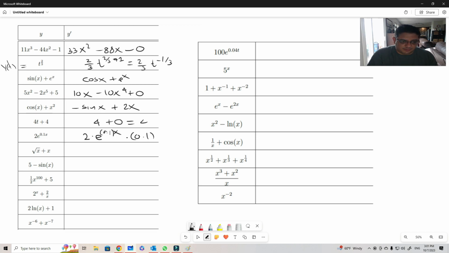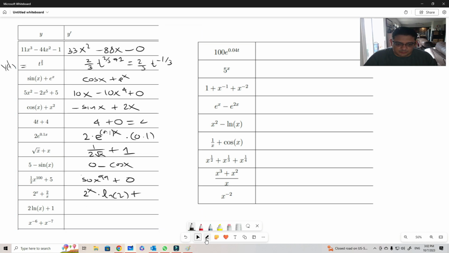0.1. This is going to be square root of x, which, as we saw before, is just 1 over 2 square root of x, plus 1. 5 is 0, and so minus the derivative of sine is cosine of x. This is 1/2 x to the 100. It doesn't matter if it's a big power. This is 100 divided by 2, which is going to be 50, x to the 99 plus 0. 2 to the x, again, this is just 2 to the x times log of 2 plus, and then we have 2 over x. And so this is a little bit more complex.